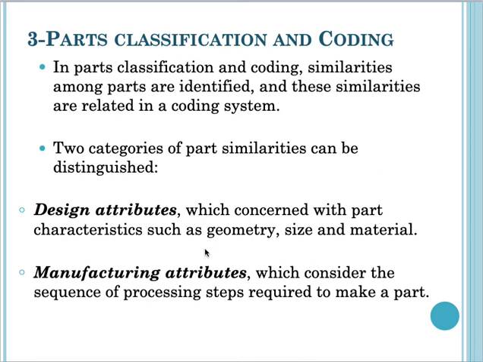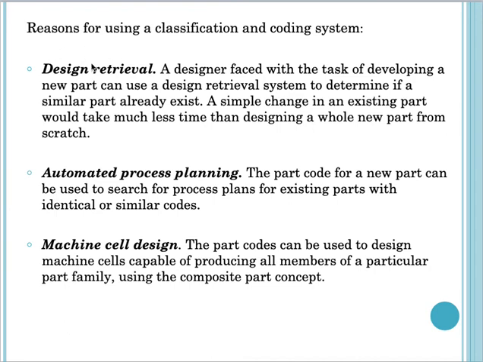One is systems based on the part design attributes, or design retrieval. This includes basic external shape, basic internal shape, length to diameter ratio, material type, part function, major dimensions, minor dimensions, tolerances, surface finishes, etc. That is the system based on part design attributes.